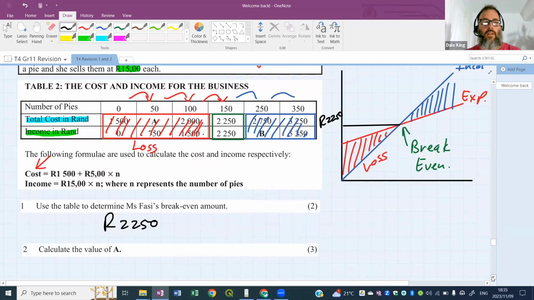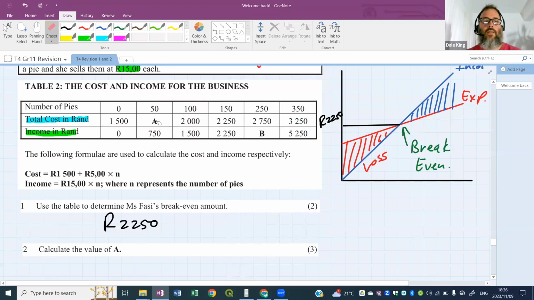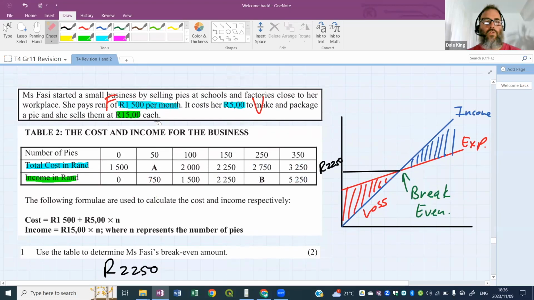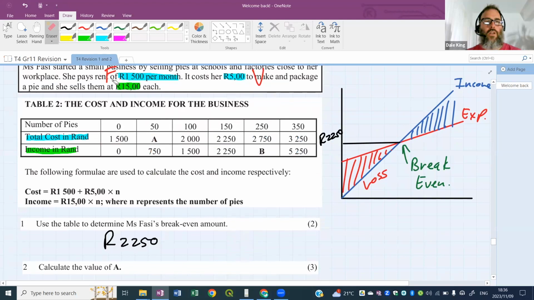Okay, then number 2, calculate the value of A. So A is in the table. Calculate the value of A in this table here. I'll scroll. In fact, I don't need to scroll up. You've got everything you need right there. I'll give you guys 2 minutes to work out what is the value of A in this table. Give you a couple of minutes. What is the value of A in this table? You can quickly work it out.